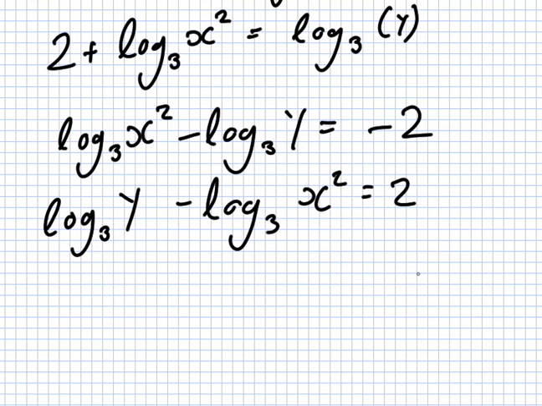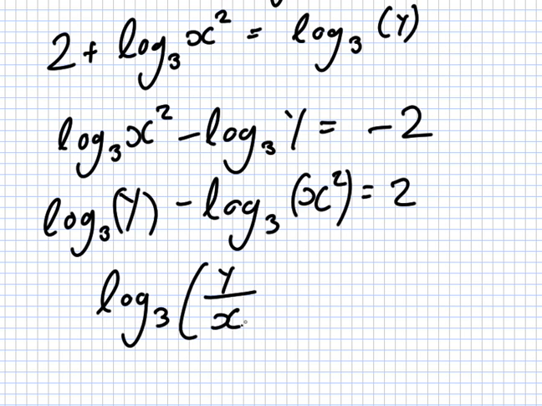Now, I use my second rule of logs, that when I subtract that, log 3, y over x squared equals 2. We take the log of the x squared to the right. It's fine, I'm just tired, so if you do it in less steps, that's fine.